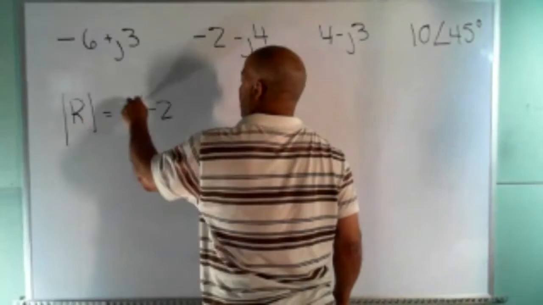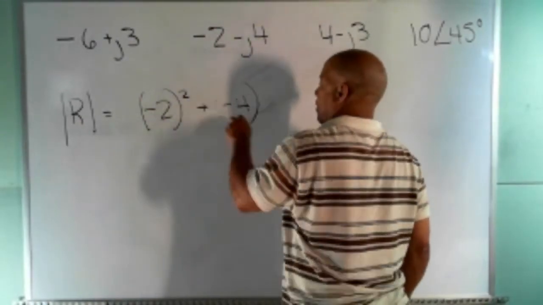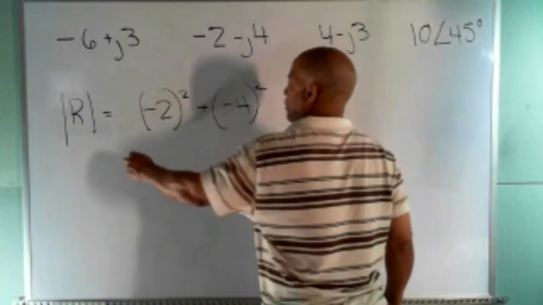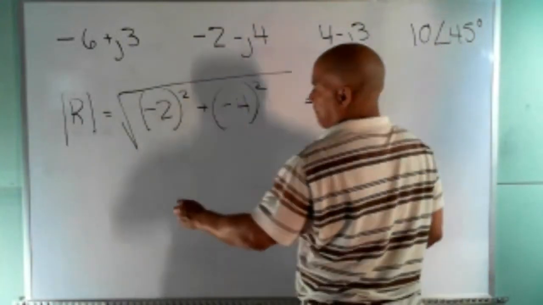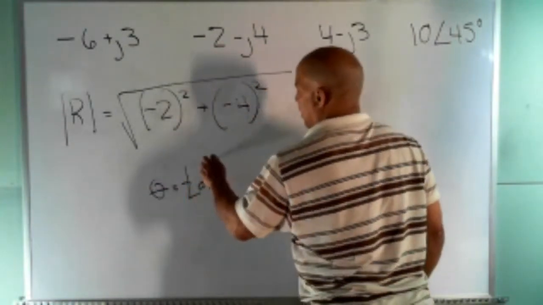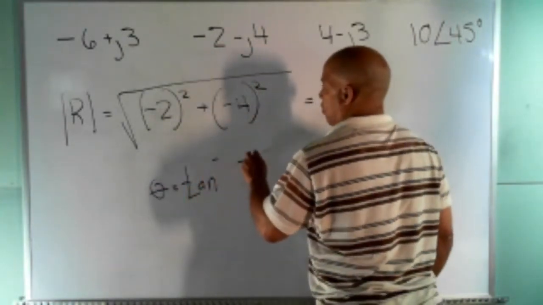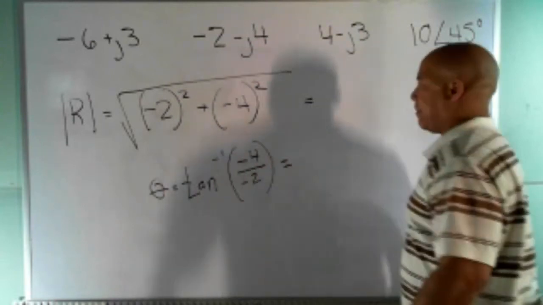Minus 2 squared plus minus 4 squared, square root. Let me know what you got for that. And then we got to do the inverse tangent of minus 4 over minus 2. Let me know what you got for that. So what'd you get for this?